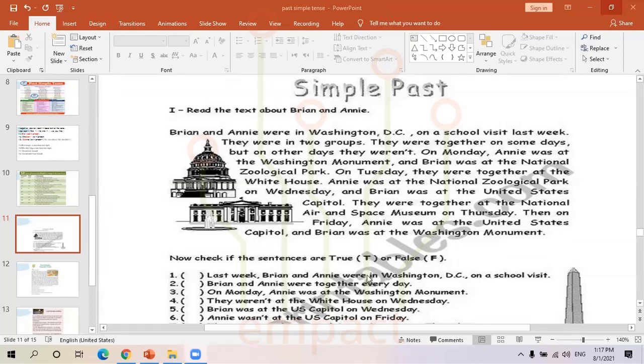Ajin? Yes, Ajin. Good afternoon, teacher. Good afternoon, Ajin. You can start from that part.